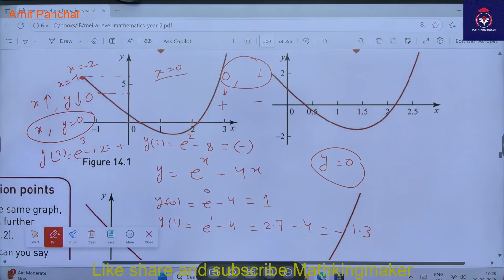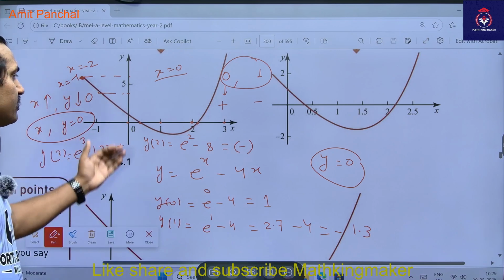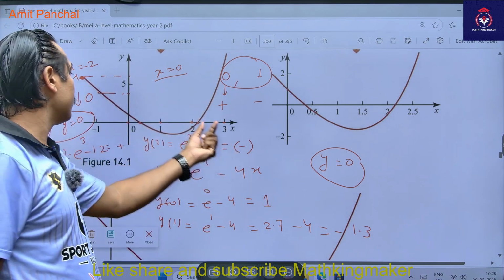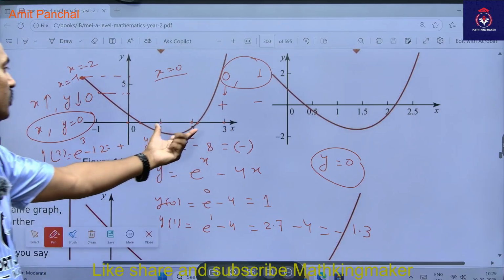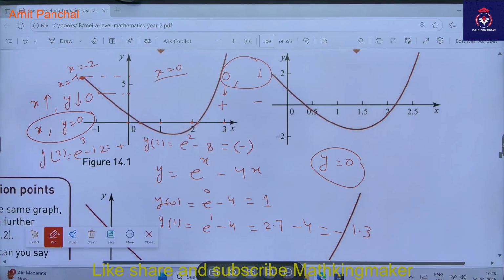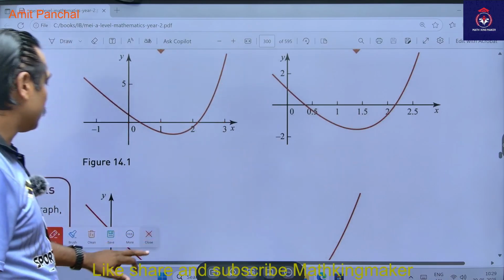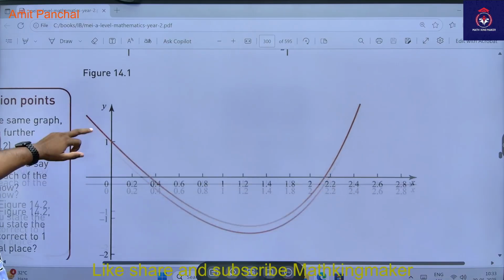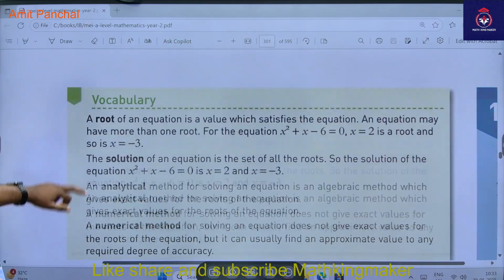So again your sign is changing from 2 to 3. At 2 it was negative, at 3 it was positive. So one root is also lying between 2 and 3. Got it, that concept? The change of sign concept?